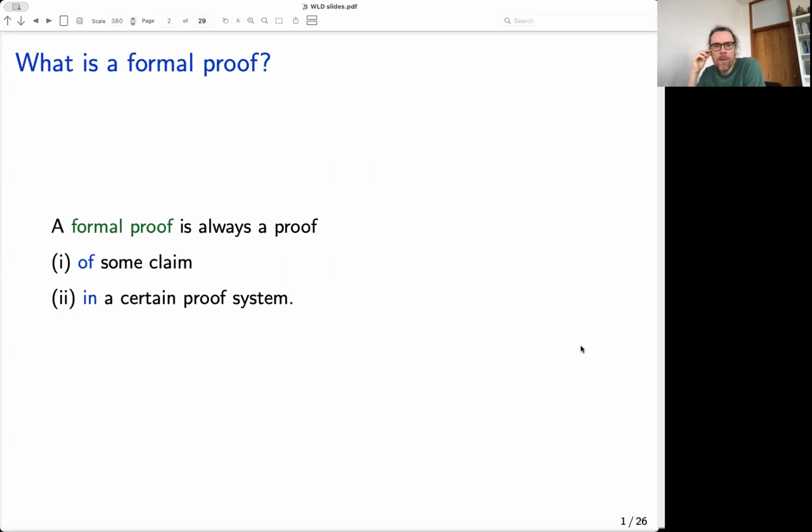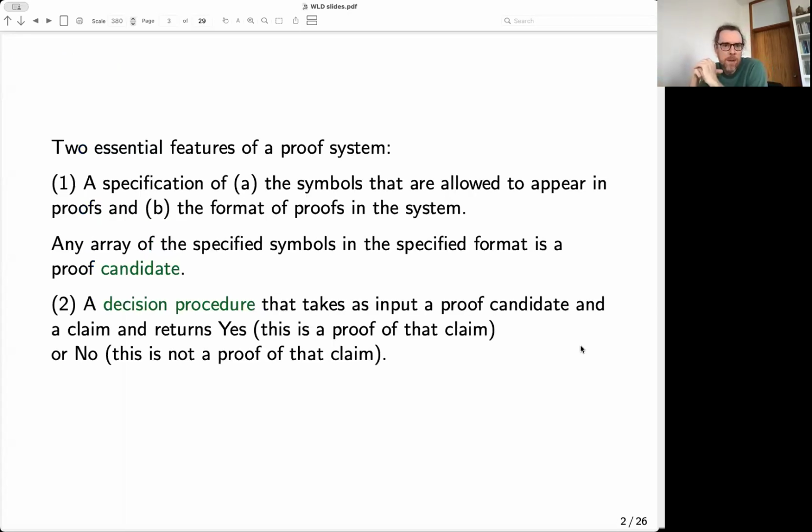Okay, so to set out the core conception, the first thing to note is that a formal proof is always a formal proof of some claim. For example, the claim that some formula is a tautology, or the claim that some argument is valid or whatever. And it's always a formal proof in a particular proof system. So something that's a formal proof in one system will not be a formal proof in another system, and so on. So the big question then is, what is a proof system?